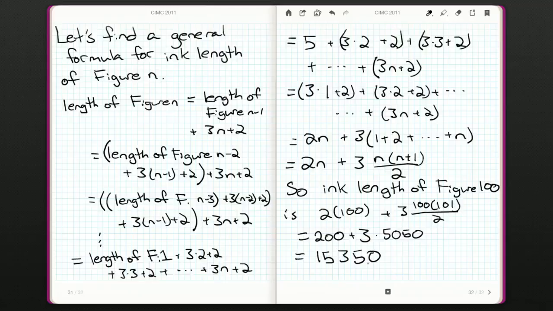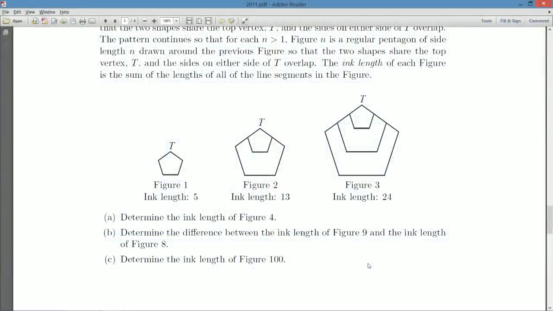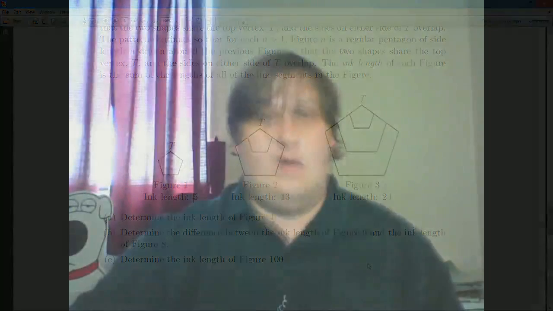So let's take a look. We've got the ink length of figure 100. Is that all we were asked to do? Absolutely it is. And we've written out our steps. We were able to come up with a formula by using recursion and a remark that we made during our solution to the B part of this question. So we definitely explained everything. We're ready to move on. That was a nice question, frankly.